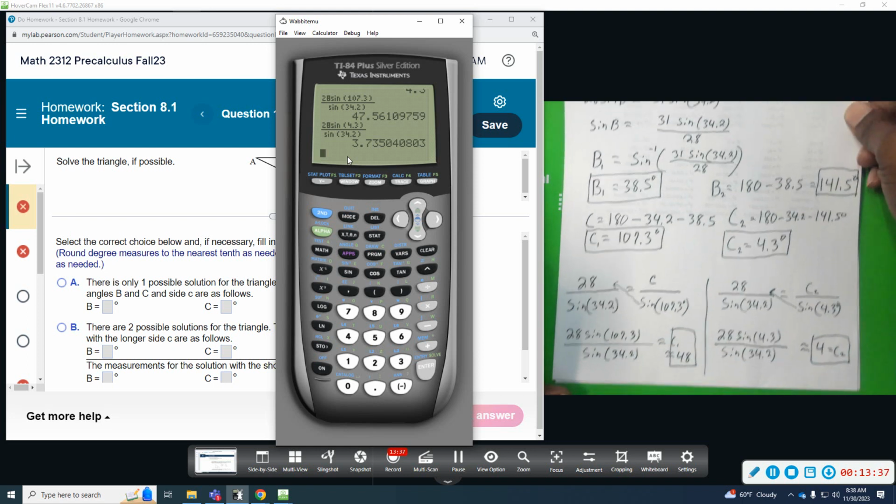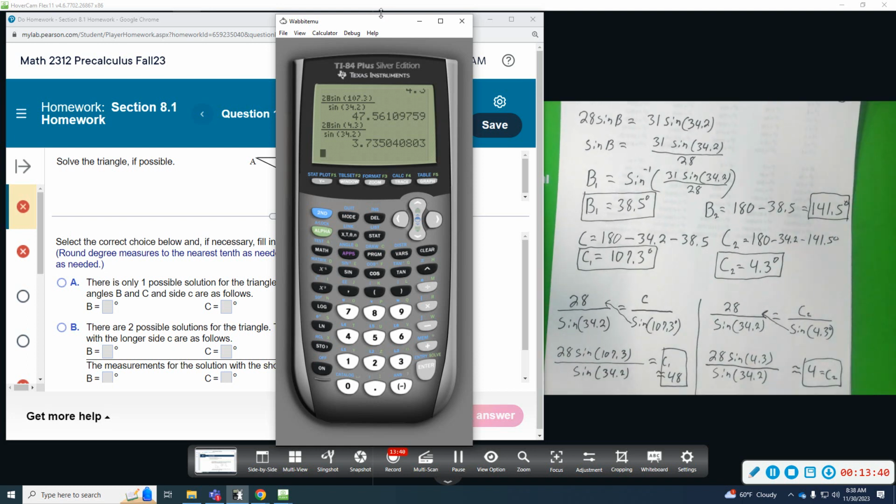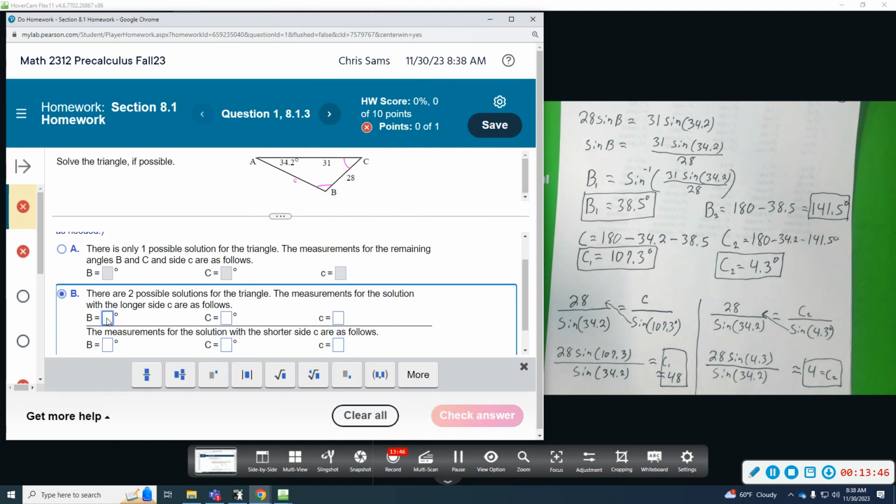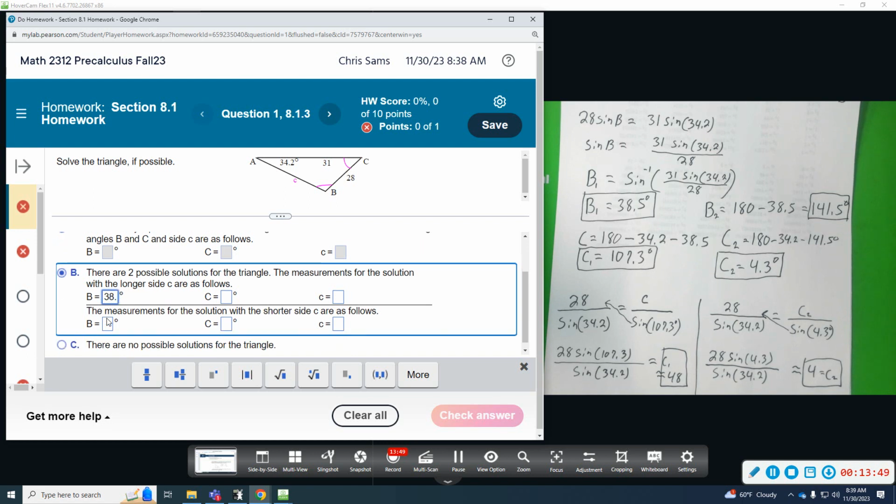Okay, so now that we have all of our missing values, we put them in. So answer choice B, there's two possibilities. So B1 was 38.5 and B2 was 141.5. The first C value we got was 107.3, and the second C value we got was 4.3. All right, the first measurement of C we got was 48, and the second one was 4.